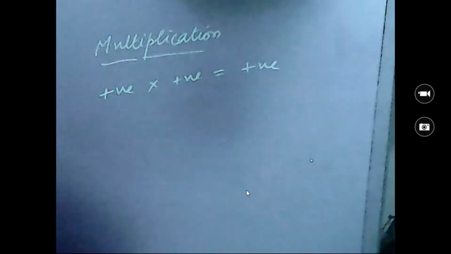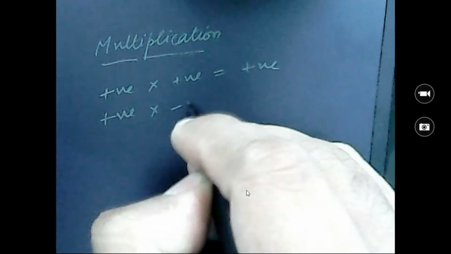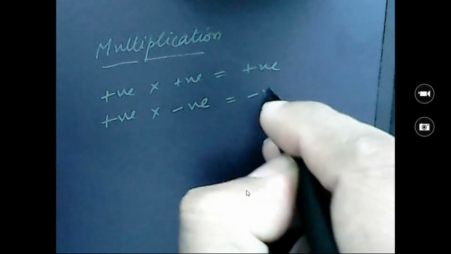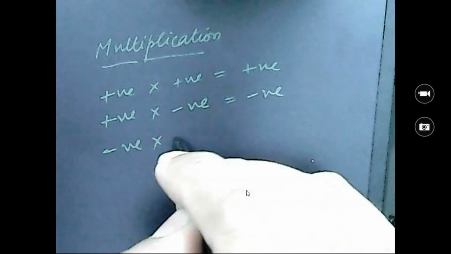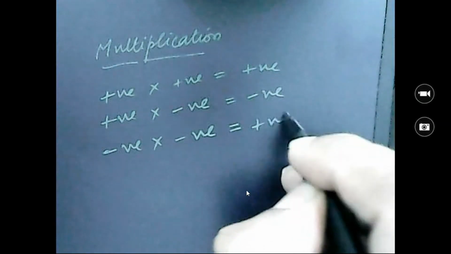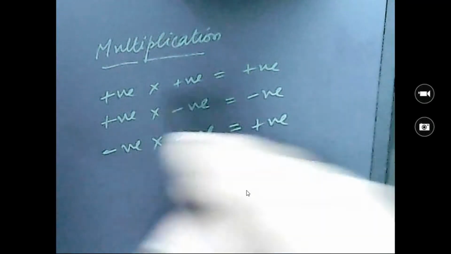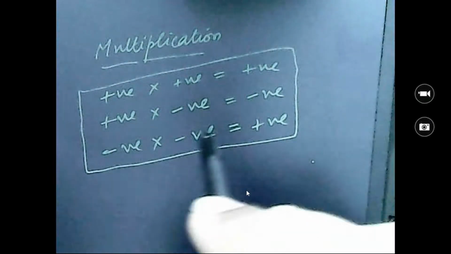Multiplication. In multiplication, positive multiplied by positive will be positive. Positive multiplied by negative will be negative. Negative multiplied by negative will be positive, right? So these are the cases that we need to memorize.